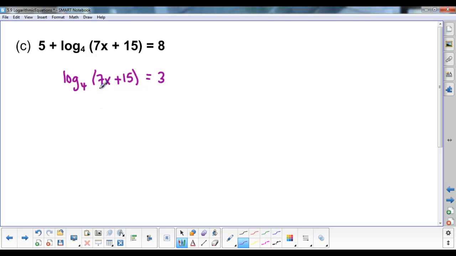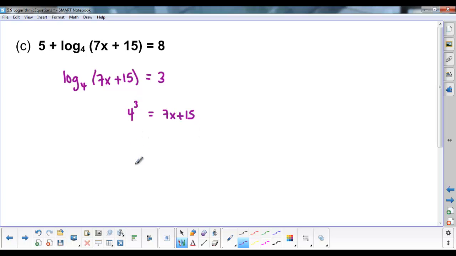So now that we have one logarithm on the left side and one single number on the right side, we can change this to exponential form. So I can say our base 4 is raised to the power of 3, and that equals our argument of 7x plus 15. And again, from here we can solve for x.